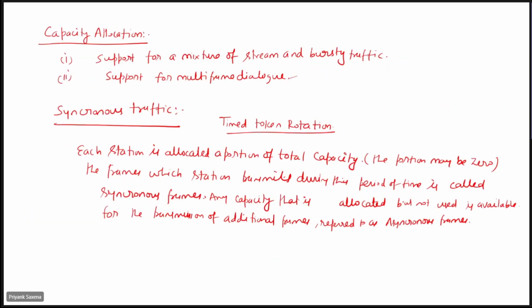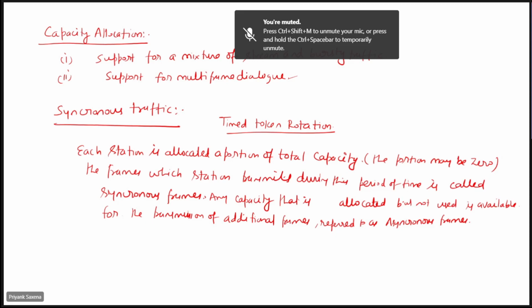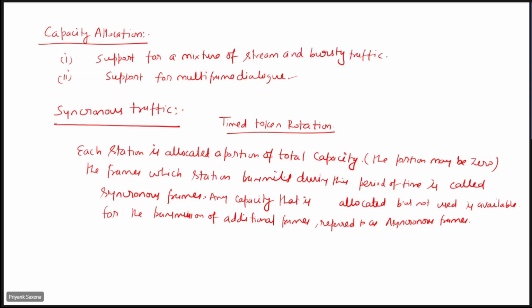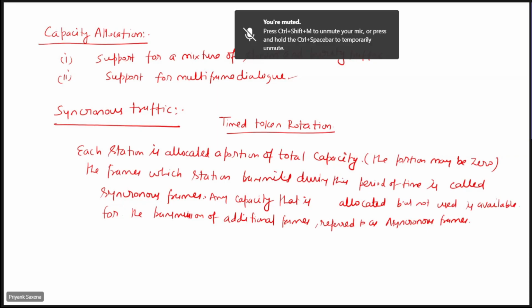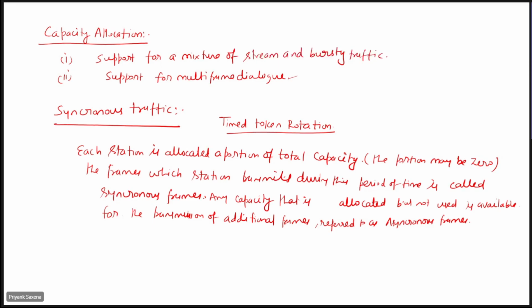Now, coming to the most important and effective thing of the FDDI, see FDDI works at a very high data rate like 100 Mbps, right? So as I told you earlier also, there are two types of traffic, streamy traffic and bursty traffic, right? So how the total capacity of the link is allocated to both kinds of stations, because basically there are different types of stations having different types of needs.